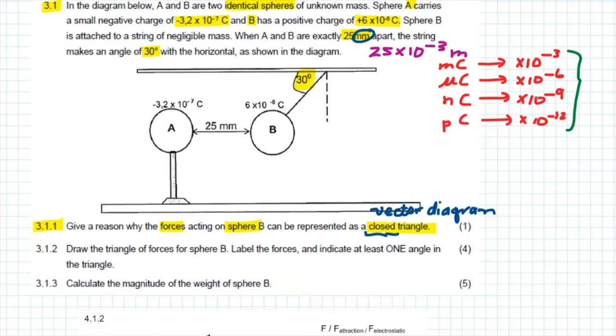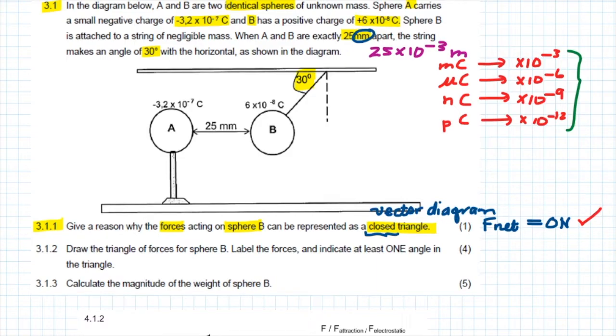And to answer this question, we can simply say the net force acting on sphere B is equal to 0 newtons. We write this out in a full sentence, but just to shorten it, I've only said net force equals 0 newtons, and for this you're going to obtain 1 mark.